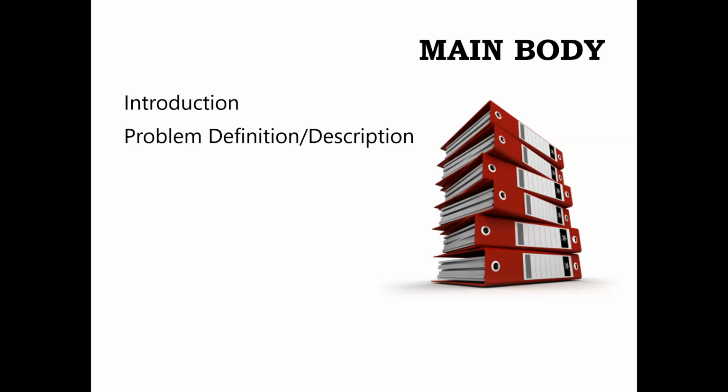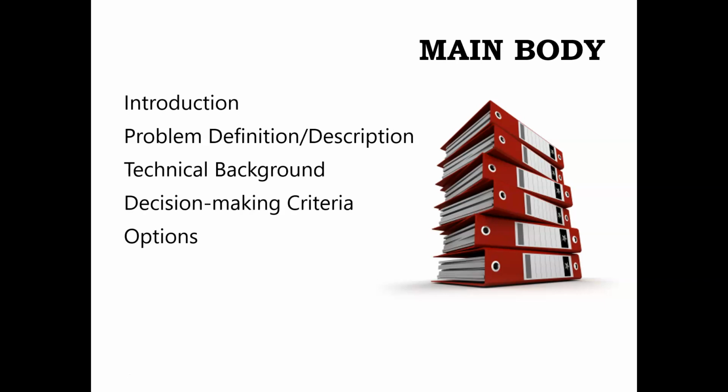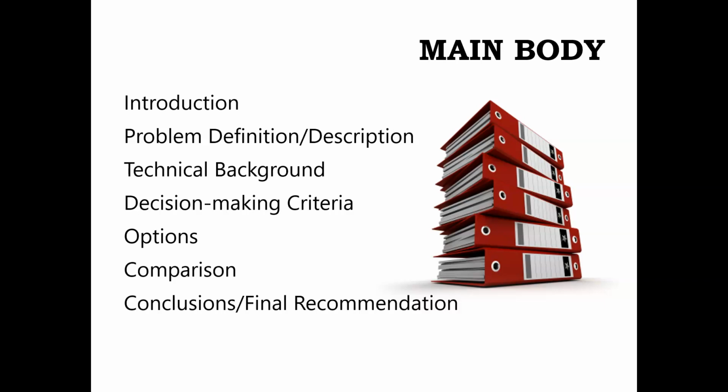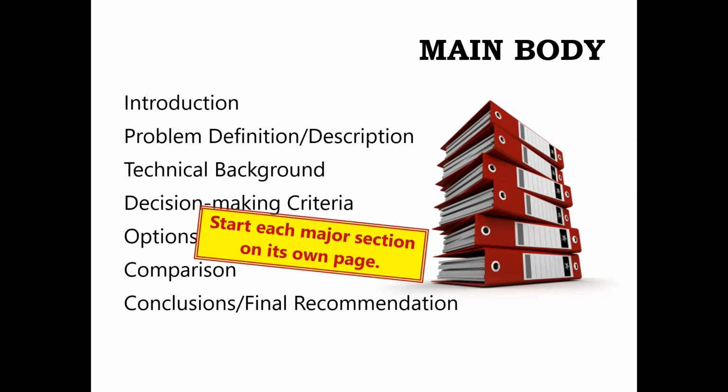Let's move on to the main body. Main body has an introduction section, a problem definition and description section, technical background, decision-making criteria, options, comparison, and conclusions and/or final recommendation section. It's very strongly recommended that you start each of these major sections on its own page. Especially if you have a very large formal report, anything that's just a page or two, that doesn't matter a whole lot. Sure, you can jam them together, but once you get into a decent size report, yeah, break them apart.